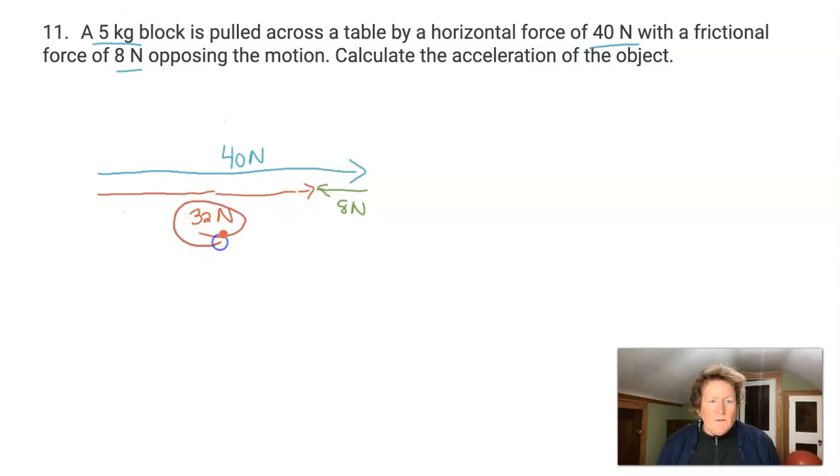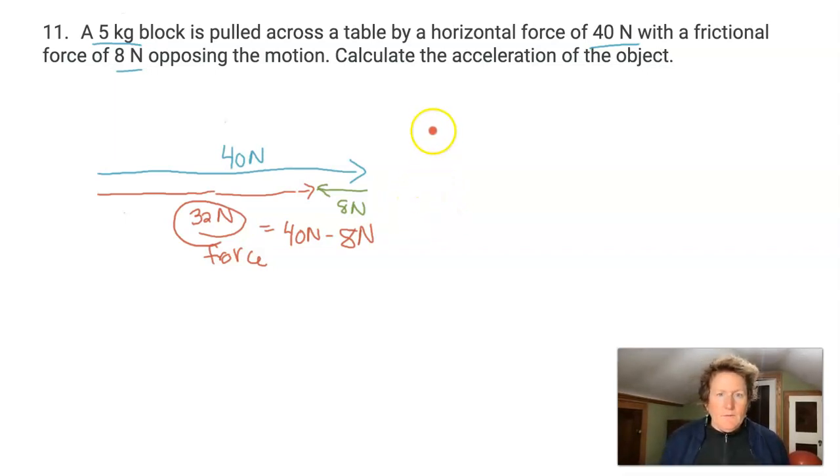So that's what we want to use for force in this problem. And how I found 32 is equal to 40 newtons in one direction minus 8 newtons in the other direction. So friction is subtracting. You're having to overcome friction with some of your pulling force. So your pulling force, even though you're pulling with 40 newtons, not all of that is acting on the block because some of it is used to overcome the 8 newtons of frictional force.